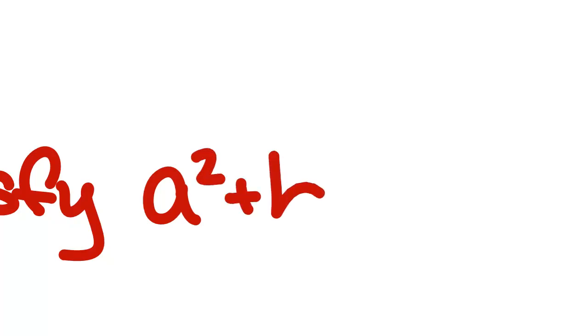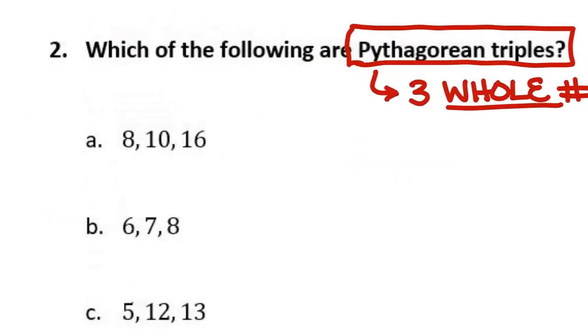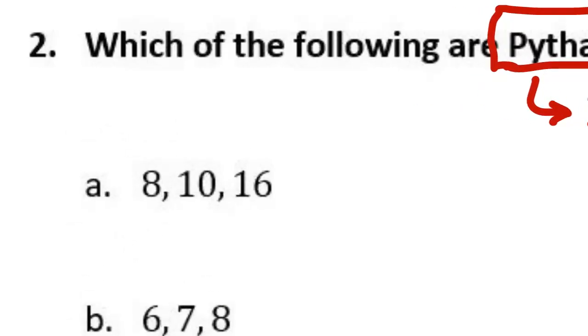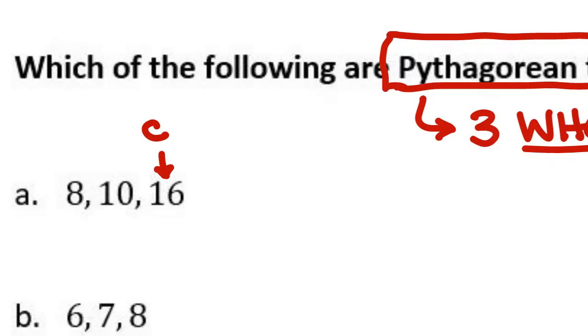What'd you say? There's none in the first one. 8, 10, and 16. Well, we got to use all of them. We got A, B, C. So again, the biggest number has to be C. So we're going to see if this one works out. It has to be A squared plus B squared equals C squared, or it's not a Pythagorean triple.